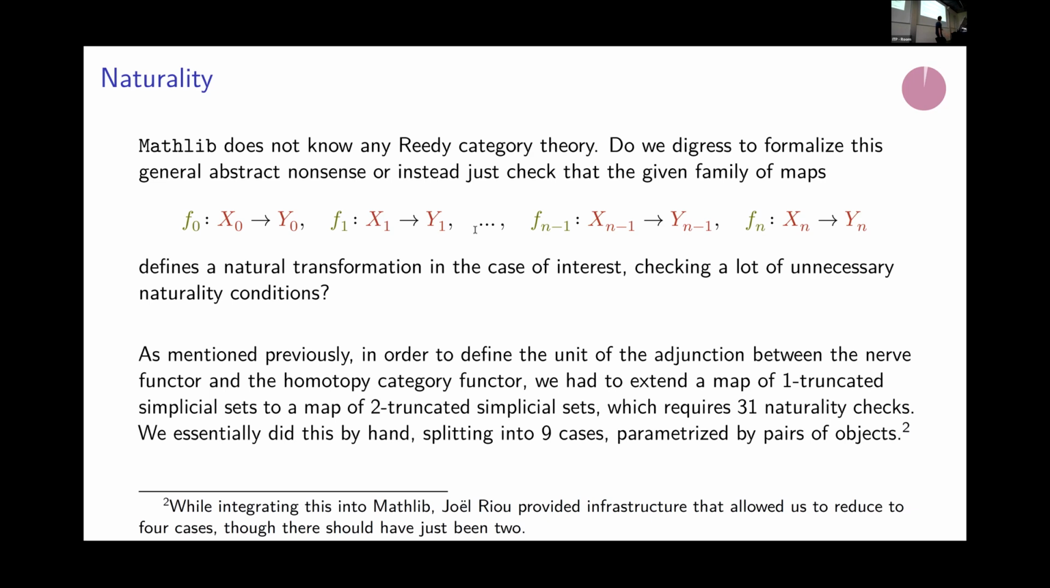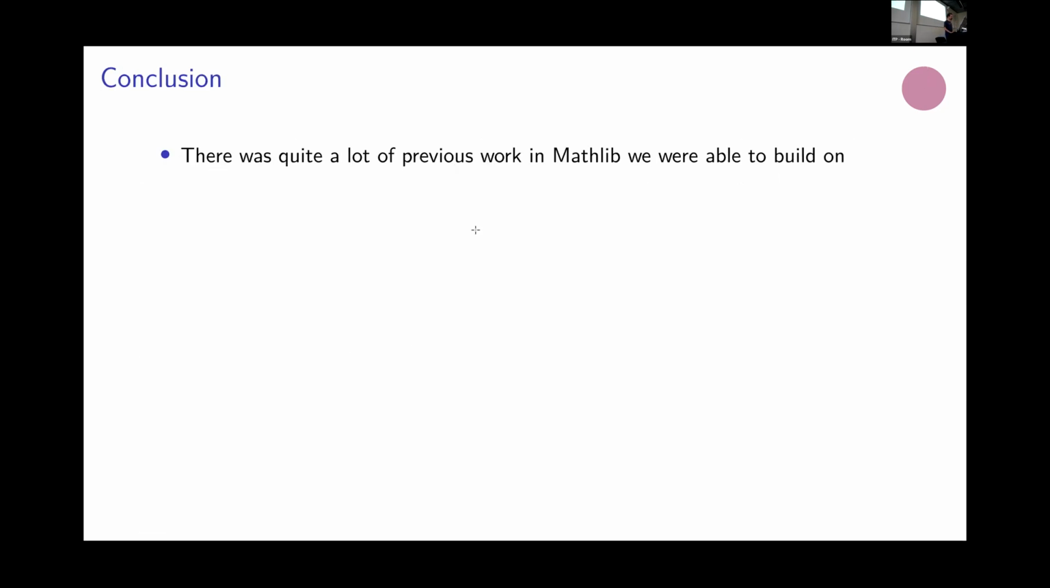Regarding the 31 naturality checks, the first time we did this, we split it into 9 cases. You can actually reason about it in groups. The version that was PR'd to mathlib allowed us to reduce it to just 4 cases, but mathematically there should just be 2. Basically, it has to do with the 2 generators of this collection of morphisms between 0, 1, and 2.